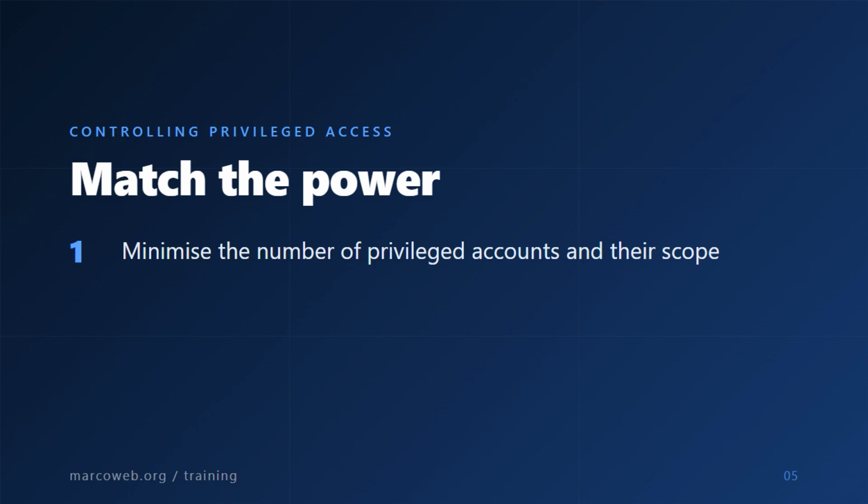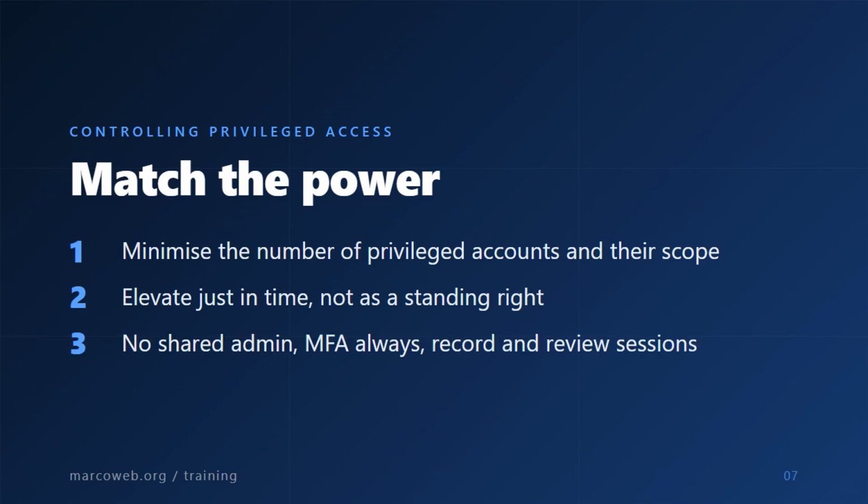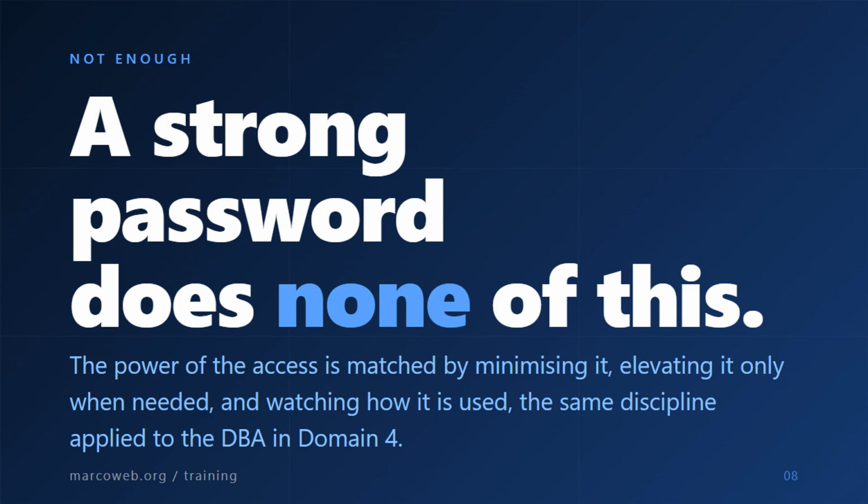First, minimize the number of privileged accounts and the scope of each. Second, elevate just in time, grant privileged access only when needed, for as long as needed, rather than as a standing right. And third, no shared admin accounts, so privileged actions are attributable, MFA on privileged access, always, and record and review the sessions, exactly the discipline applied to the DBA in Domain 4. A strong password alone does none of this. The power of the access is matched by minimizing it, elevating it only when required, and watching how it is used. That is what privileged access management means.